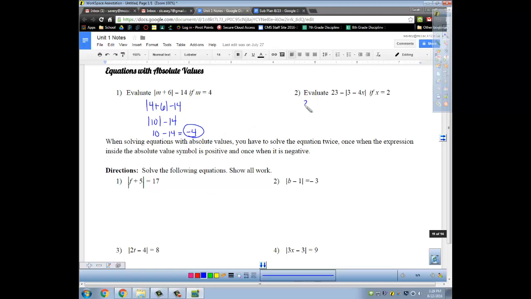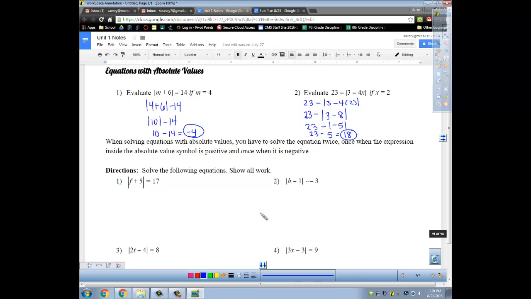Number 2, very similar, so I'm going to plug in 2 for x and start solving it. So do absolute value signs first. Do not distribute this negative through. We actually do want to solve what's on the inside first. So negative 4 times 2 is negative 8. And then 3 minus 8 is negative 5. And then we don't want to change the subtraction because it's not in the absolute value sign, so it's going to say minus. Absolute value of negative 5 is 5. 23 minus 5 is 18.